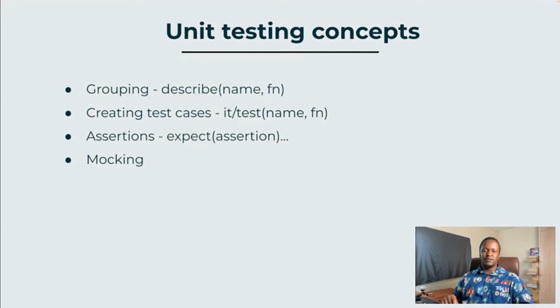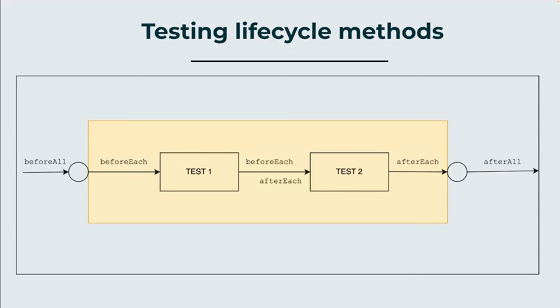Mocking is going to be a piece of functionality that we have in testing that allows us to create fake functions. So sometimes you might have a function that makes a request to an API and we don't actually want to use the API. We want to fake calling an API when we are running our tests. We do that through mocking.